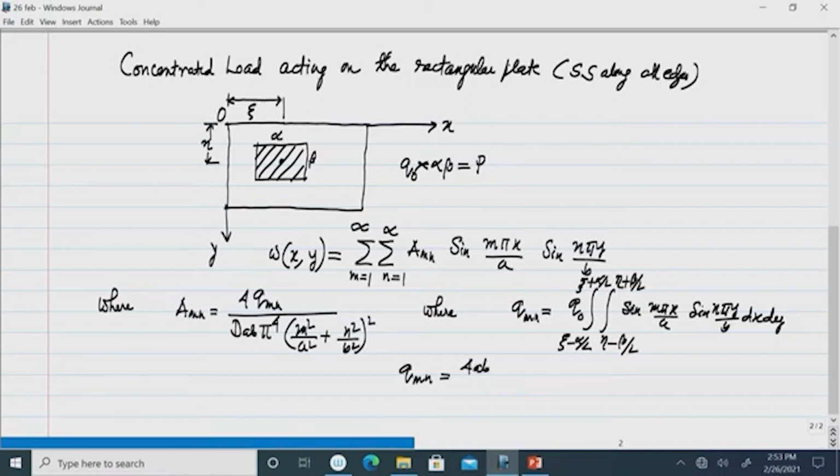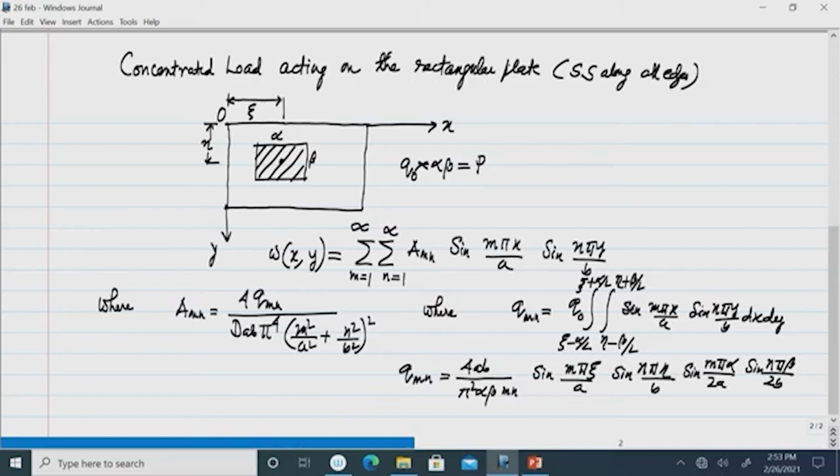We will be using this to find the deflected surface for a concentrated load. This expression is given by 4 a b over pi square alpha beta m n, times sin m pi xi by a, sin n pi eta by b, sin m pi alpha by 2a, sin n pi beta by 2b. So, this is our Q_mn. Once Q_mn is known, then A_mn is known, and after knowing A_mn we can find completely the deflected surface.